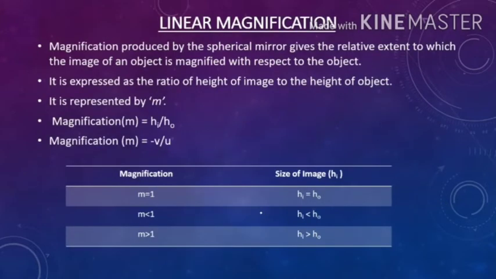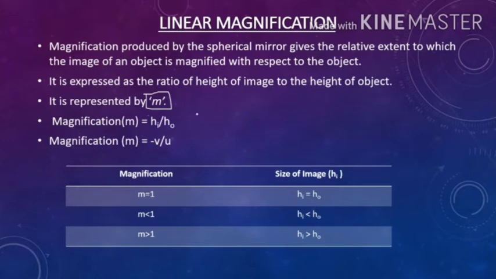Okay, let's move ahead. Linear magnification. So what is magnification? We will study. Magnification produced by a spherical mirror gives the relative extent to which the image of an object is magnified with respect to the object. It is expressed as the ratio of the height of the image to the height of the object. The magnification is represented by m, and the formula of magnification is hi by ho, where hi is the height of the image and ho is the height of the object.